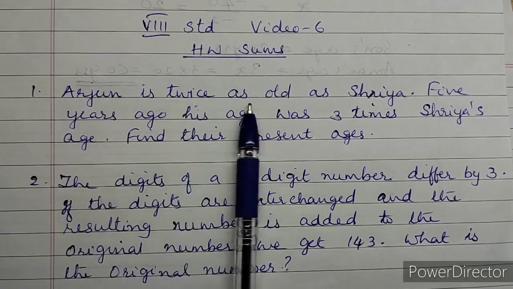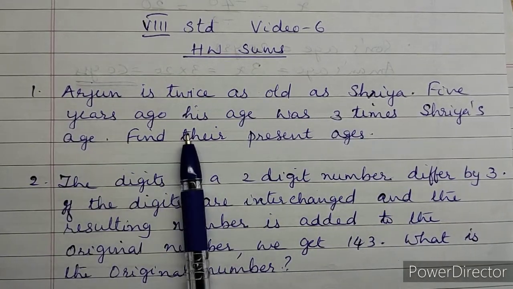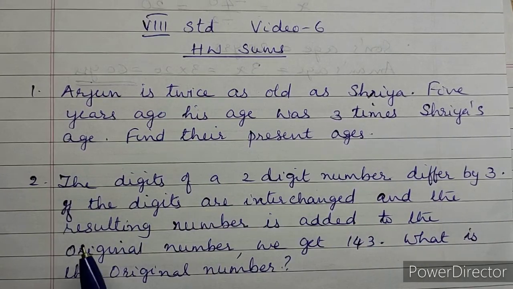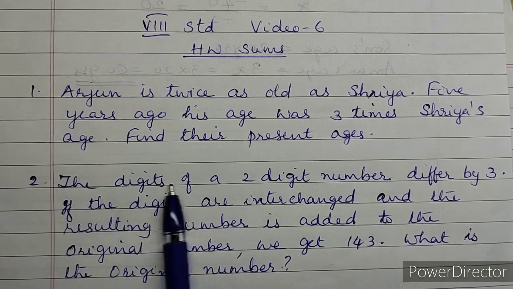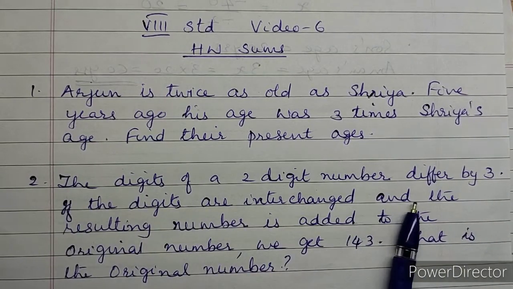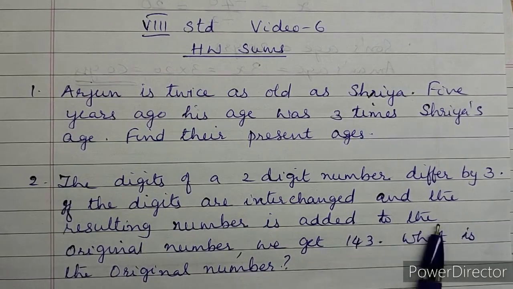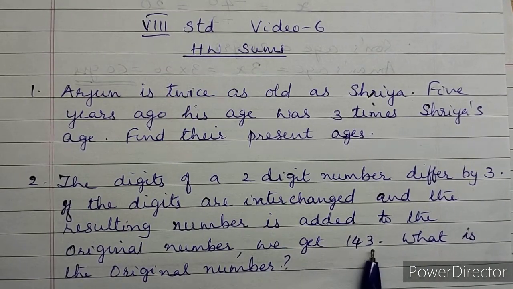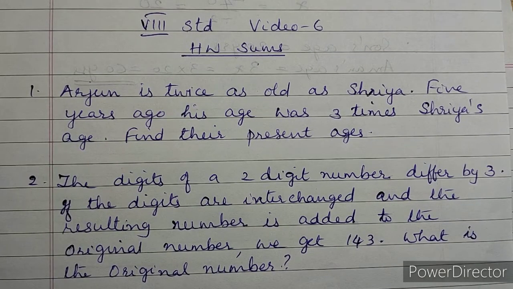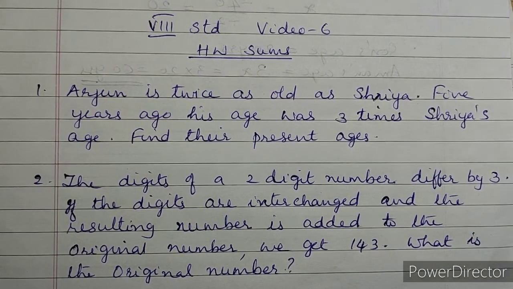First one is, Arjun is twice as old as Shreya. 5 years ago his age was 3 times Shreya's age. Find their present ages. Second question, the digits of a 2-digit number differ by 3. If the digits are interchanged and the resulting number is added to the original number, we get 143. What is the original number? So these two verbal sums, do them in the homework book only and practice all the sums.